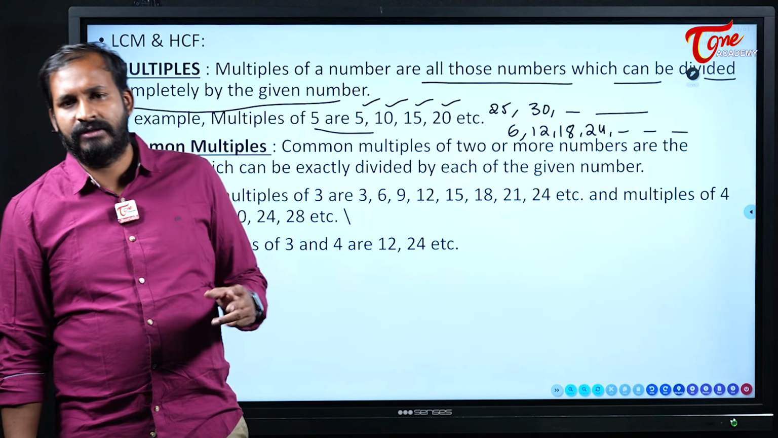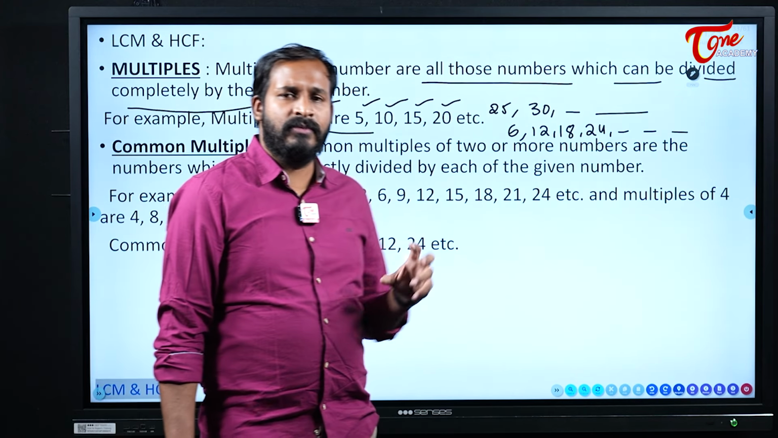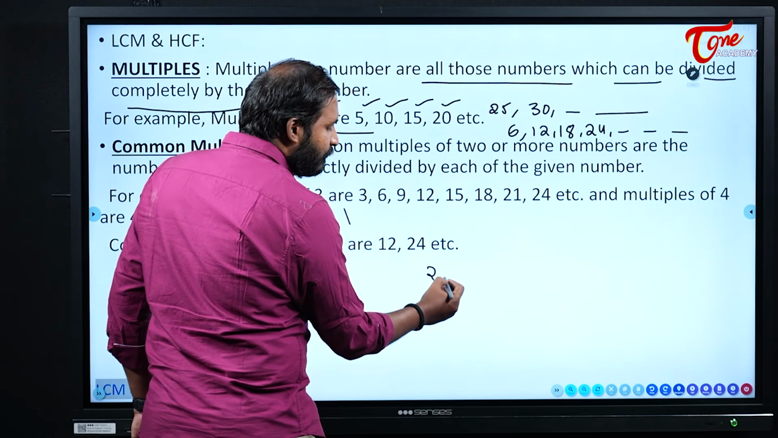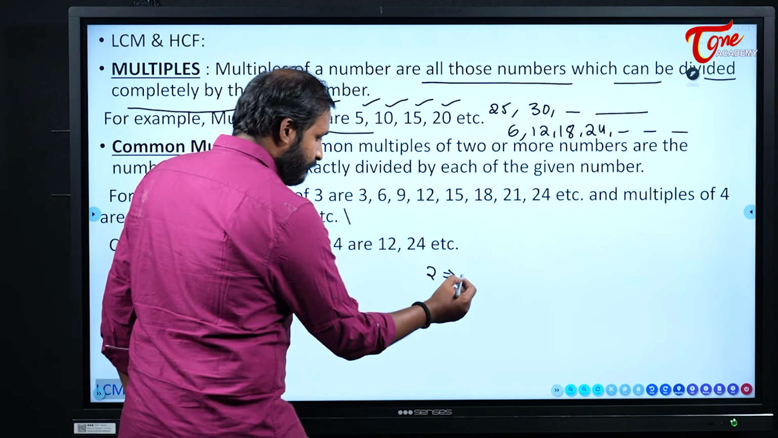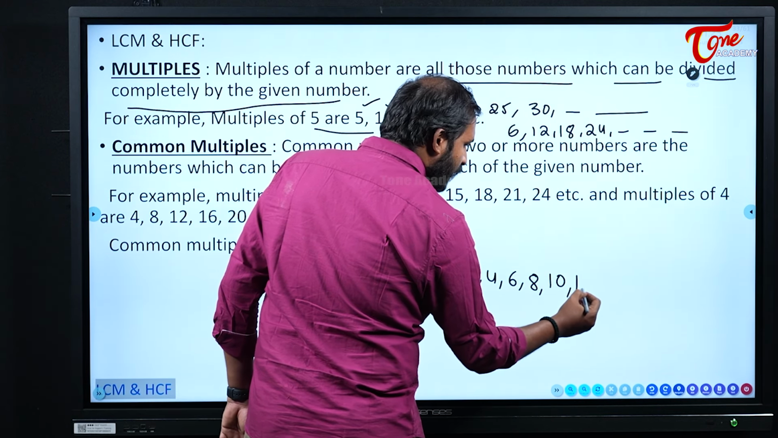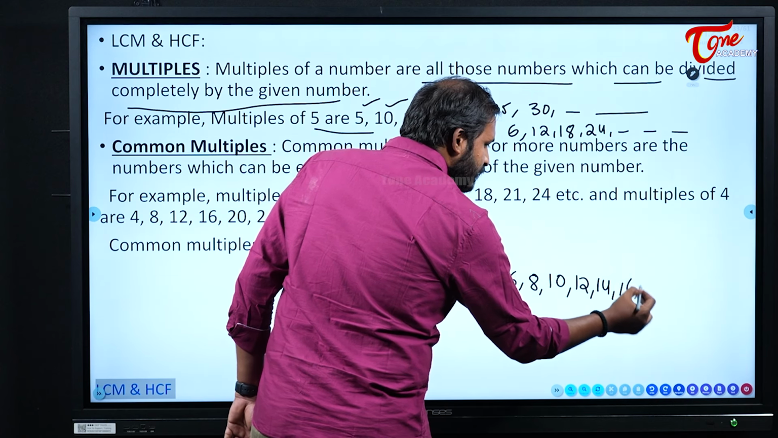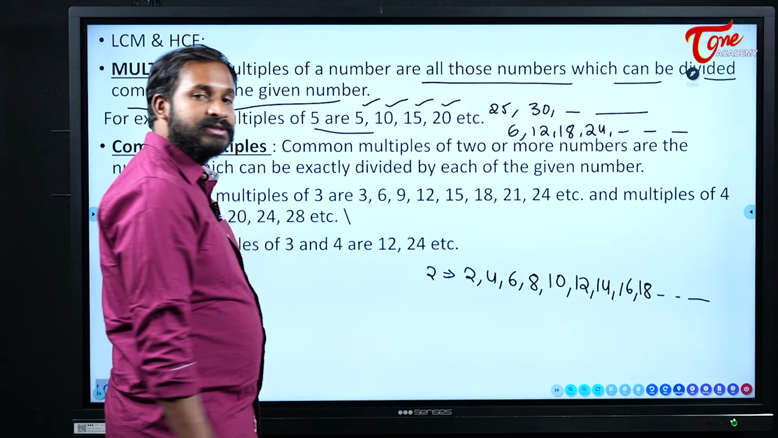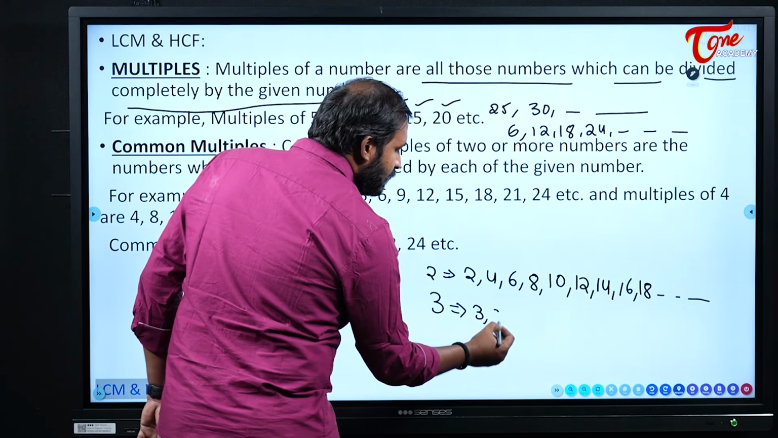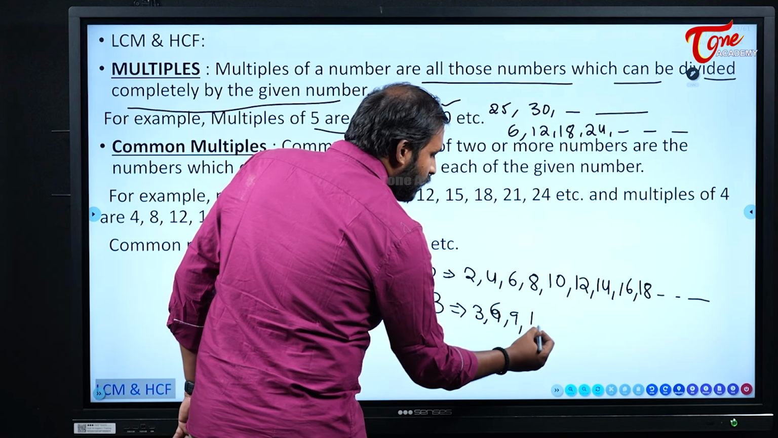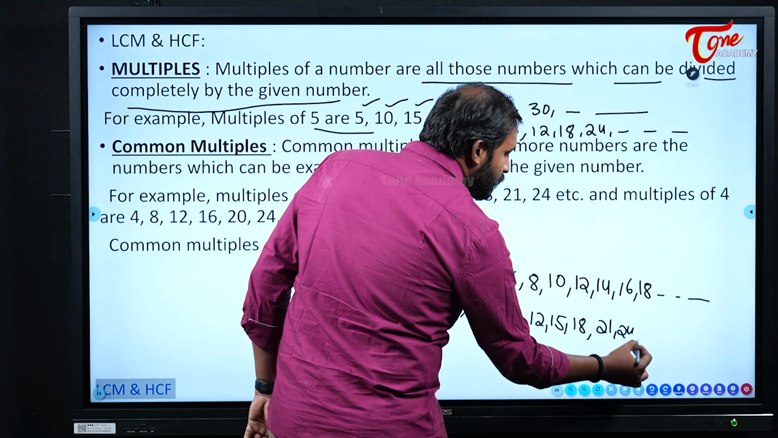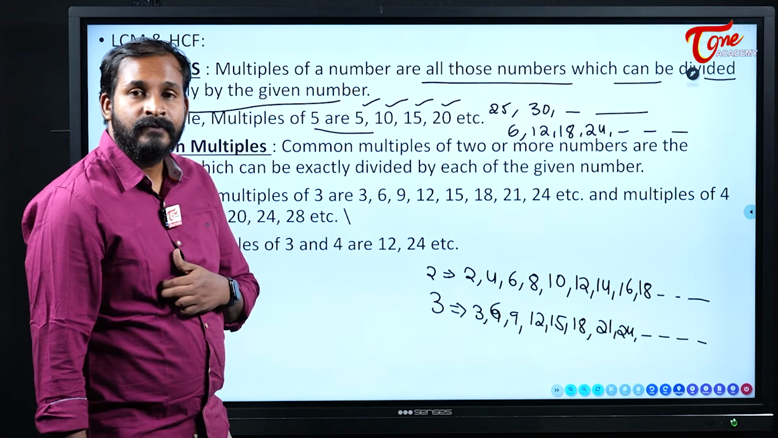When you compare 2 numbers or 3 numbers or 4 numbers, definitely few numbers will have common multiples. For example, we will take 2 and 3. What are the multiples of 2 and 3? 2, 4, 6, 8, 10, 12, 14, 16, 18 and so on are the multiples of 2, right? Next 3. The multiples of 3 are 6, 9, 12, 15, 18, 21, 24 like this.